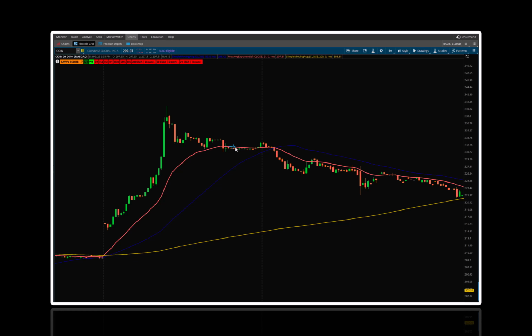21, couldn't hold the 21. 21 switches going down. 50 and 200 still going up. What happens here? Then we get a crossover. Boom, crossover. We're not making any higher highs. We're making lower highs all through here, lower highs through here, and then we finally get the break.